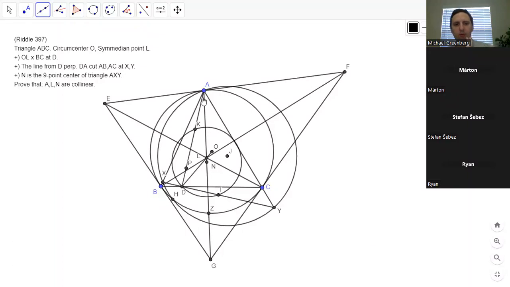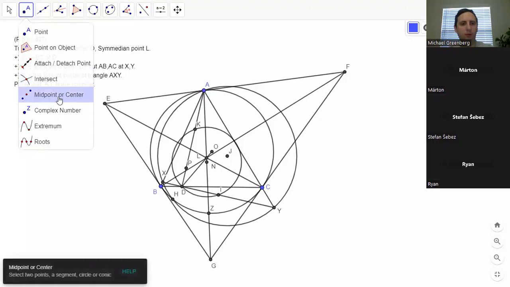Let's think about this. So we want to show that the symmedian of ABC is the A-median of APJ. So that's basically the same as saying, well, yeah, it's the same as saying we want to show angle IAY is angle BAN. Is that right? No, I don't think so. It's the same as showing we need to draw the midpoint of BC.